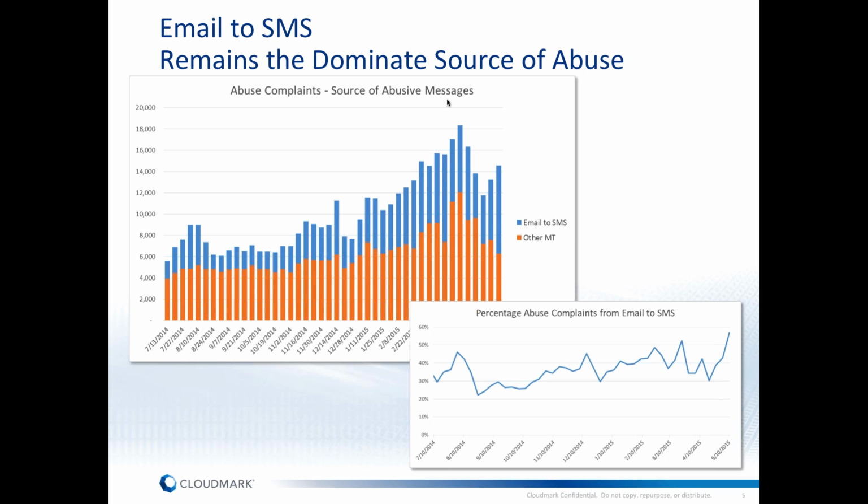So while it shows that only about half of the threats are coming from email to SMS, what really makes this stand out is the fact that only about 1% of all messaging traffic actually originates via email to SMS. So even though it's a tiny, tiny portion of the total messaging traffic that operators need to deal with, it represents a massive problem for them and is right now the most vulnerable vector.